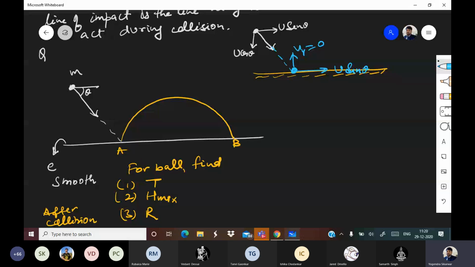So Vy will become 0 and the ball will go with u sin theta. Solve the question which I have given.